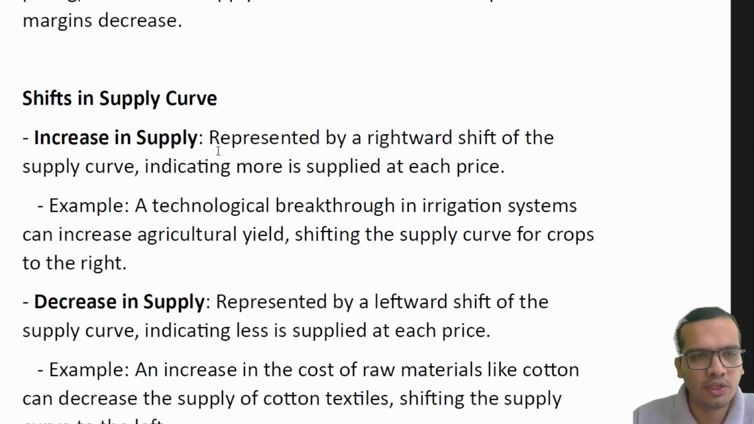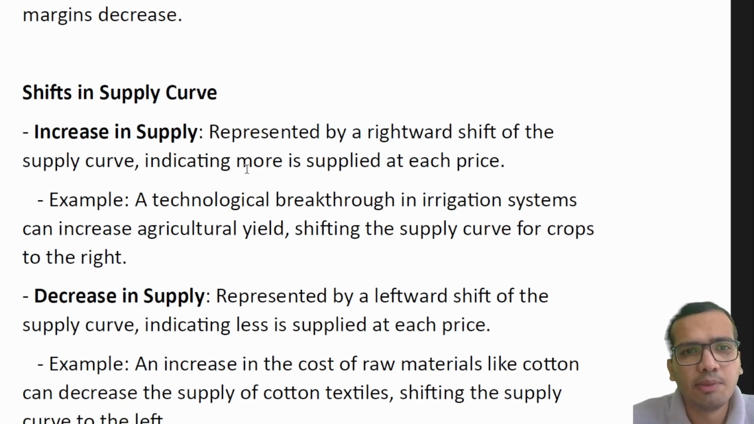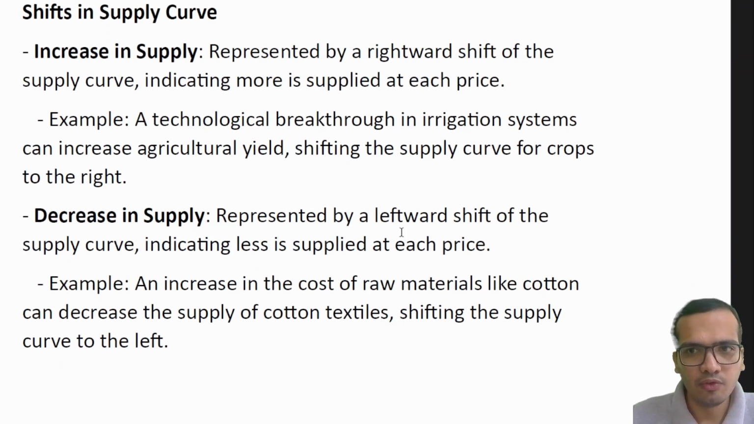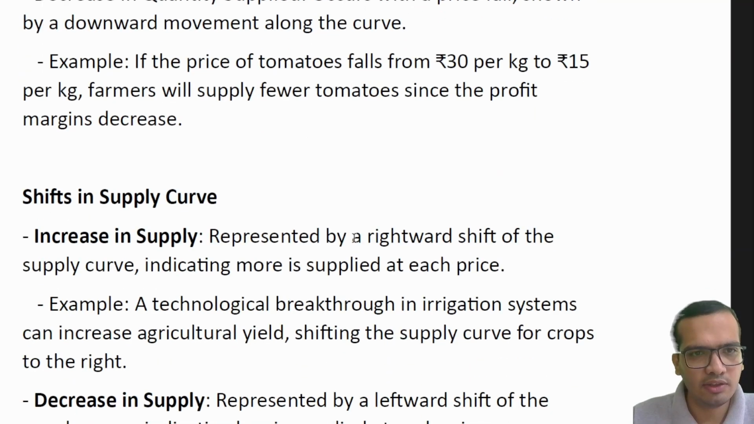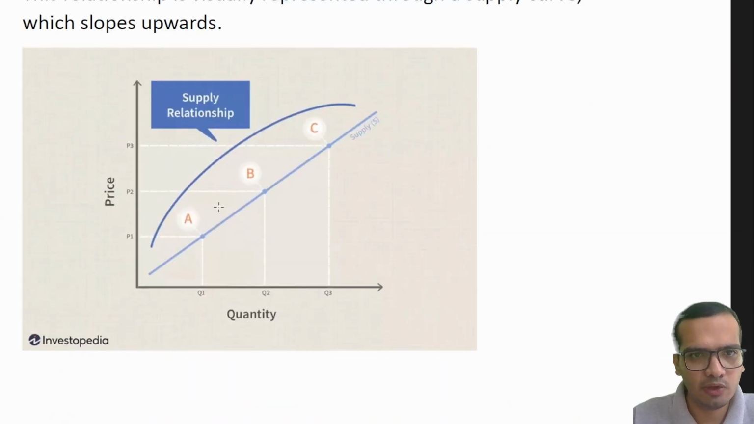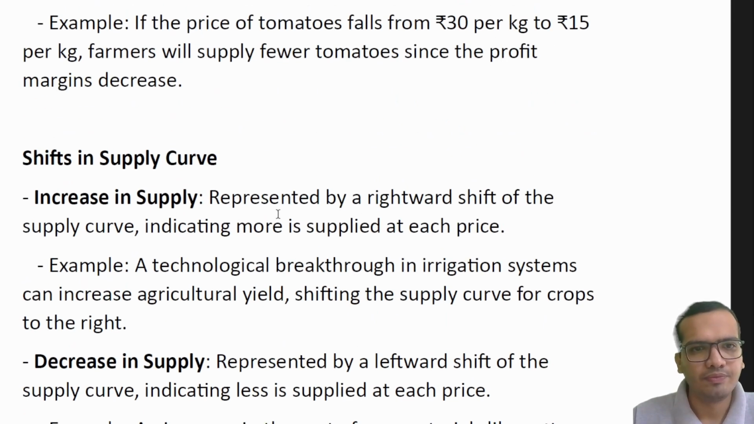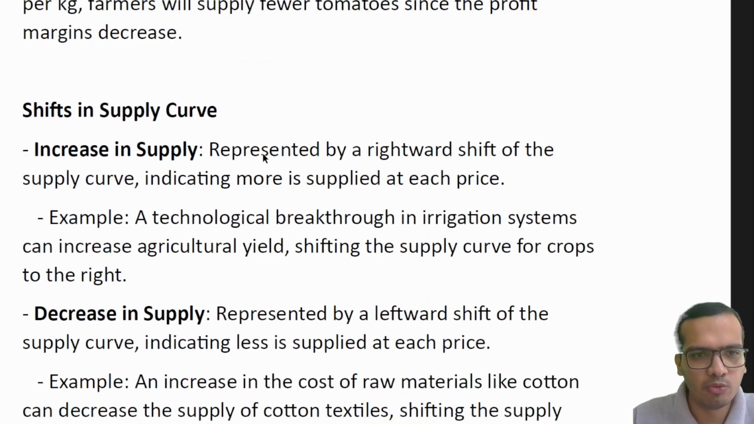The same is given in one more thing. Shift in the supply curve: an increase in supply is represented by a rightward shift of the supply curve, indicating more is supplied at each price. Example: a technological breakthrough in irrigation systems can increase agricultural yield, shifting the supply curve for crops rightward. Means the curve will be shifted upwards or downwards based on the situation. So when supplies are more at the same price, it will be shifted upward.